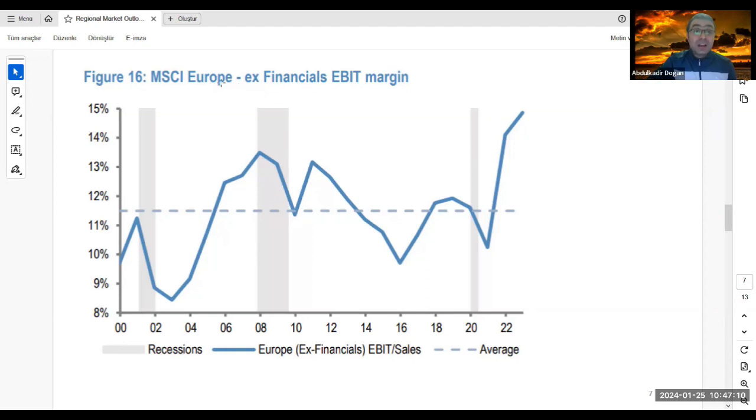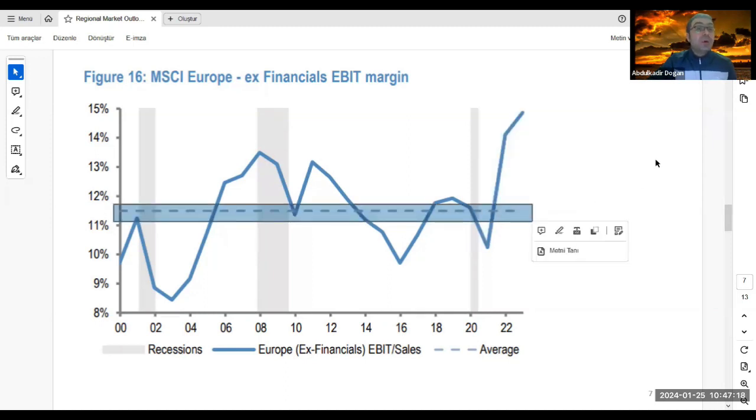And MSCI Europe EBIT margin is good here, normal, near the average. So the problem of Europe is not about the profit margin. It is about the sales turnover. Turnover is decreasing. They are not selling more products to the rest of the world. Margin is good. I'm selling and it is still profitable. But the problem is I'm not selling more. I couldn't sell more to the rest of the world because of the interest rate.